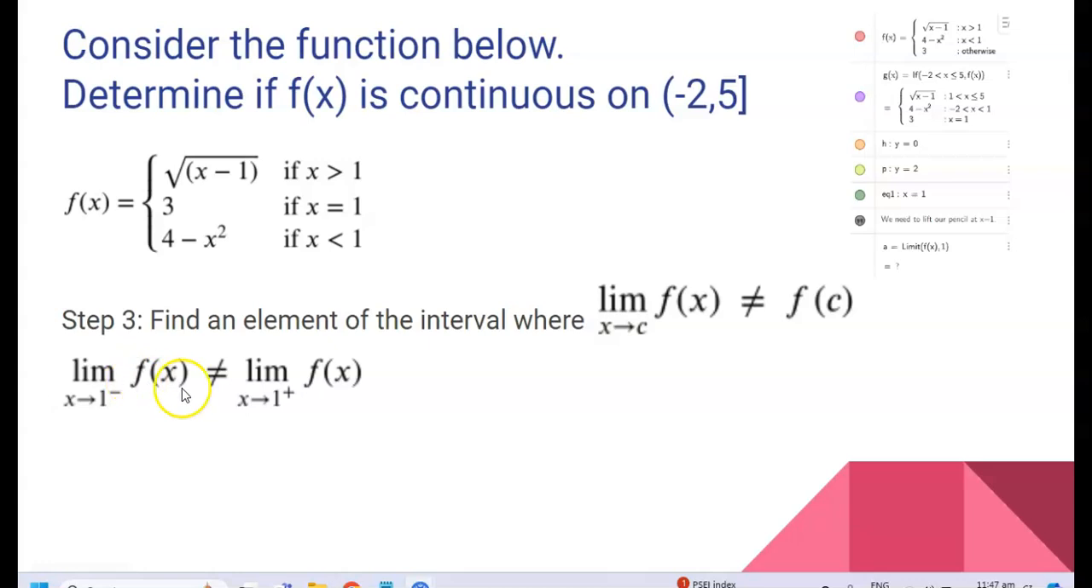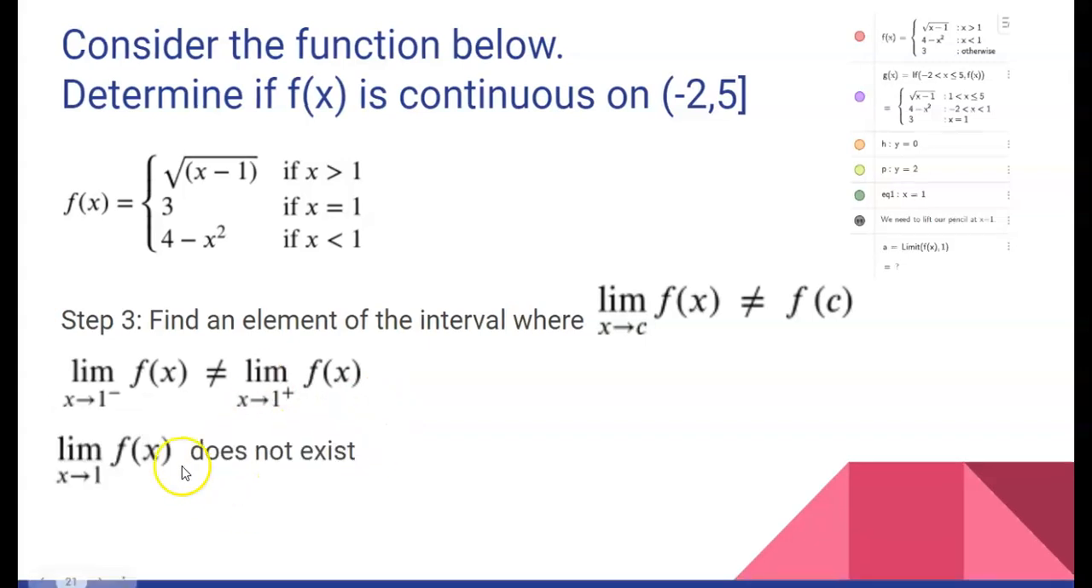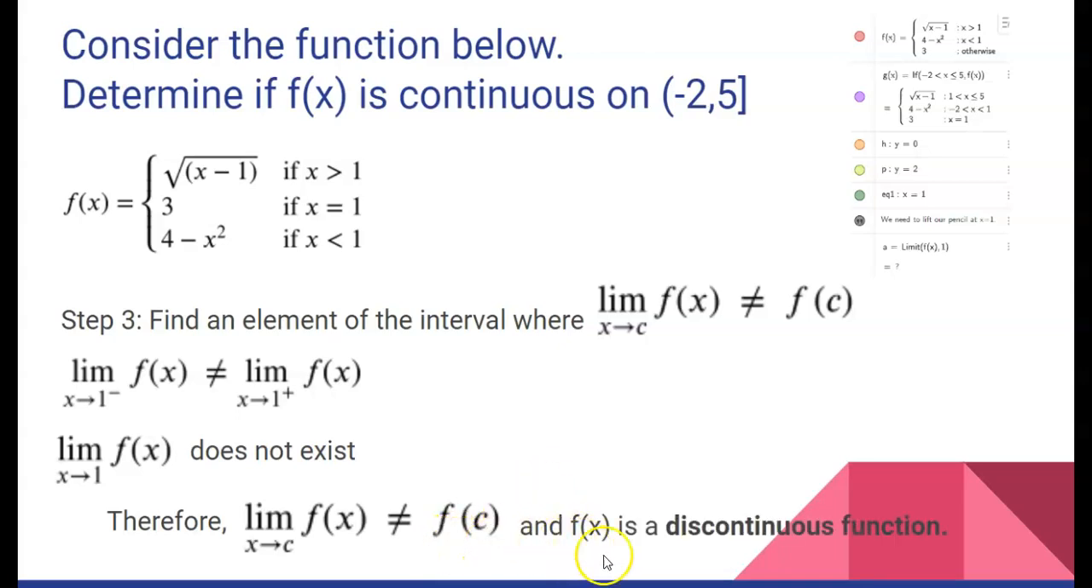The limit of f of x as x approaches 1 from the left is not equal to the limit of f of x as x approaches 1 from the right. So we can say that the limit of f of x as x approaches 1 does not exist. Therefore, the limit of f of x as x approaches c is not equal to f of c, and f of x is a discontinuous function.